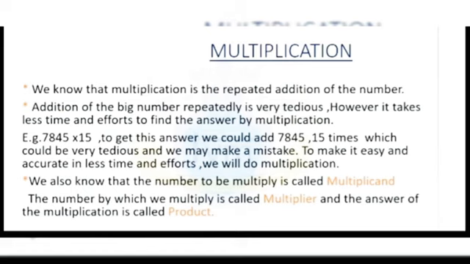Okay? We also know that the number to be multiplied is called multiplicand and the number by which we multiply is called multiplier. And the answer of the multiplication is called product. Understood, everyone?